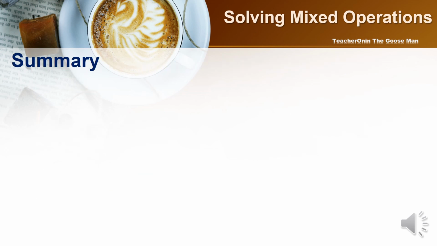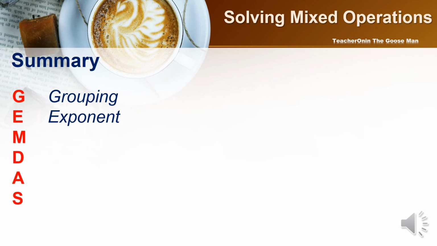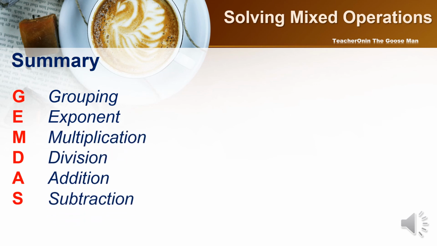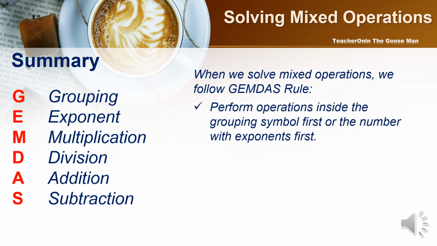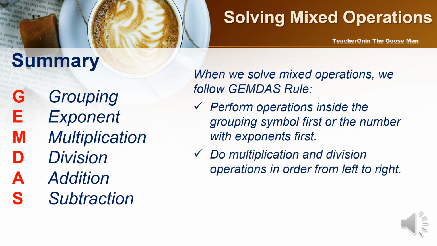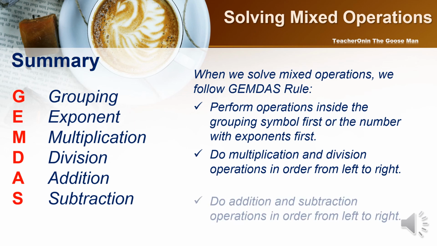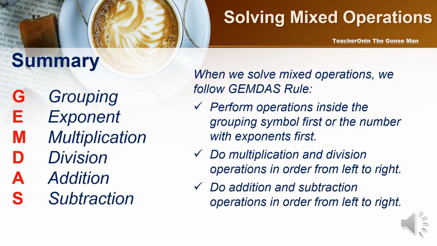To summarize our discussion on solving mixed operations, we can have the acronym GEMDAS. It means grouping, exponent, multiplication, division, addition, and subtraction. So we have the following rules. First, perform operations inside the grouping symbol or the number with exponents first. Second, do multiplication and division operations in order from left to right. And finally, do addition and subtraction operations in order from left to right.